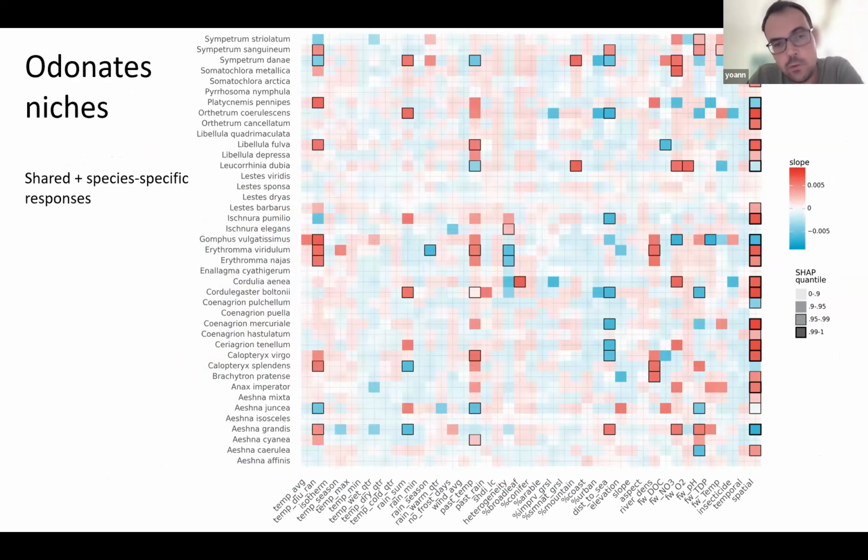At the species level, we can then derive niches. For example, that species here is positively affected by what is here temperature diurnal range, but this one is more likely negatively affected. So that can be simpler to understand, and in some cases, depending on the species, be useful.